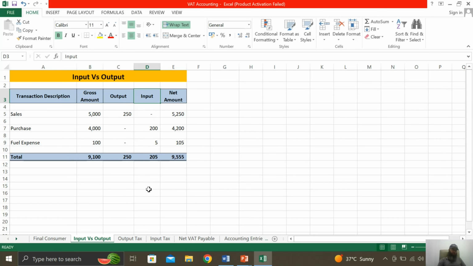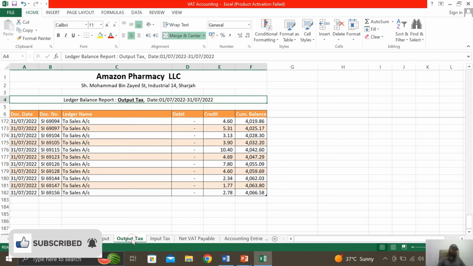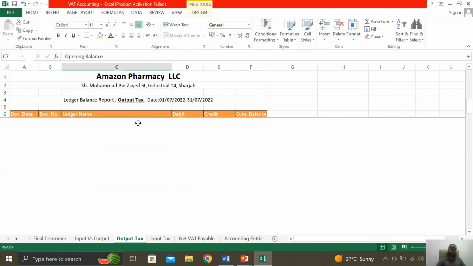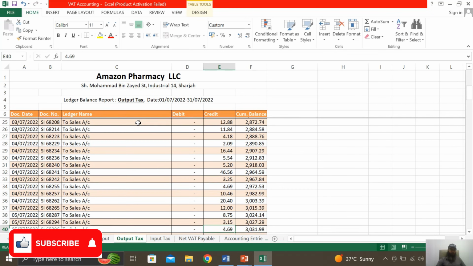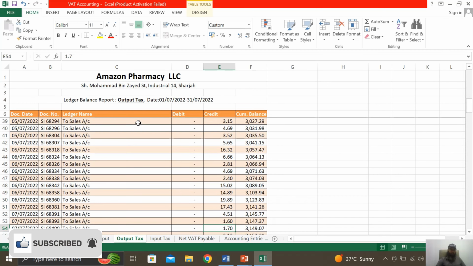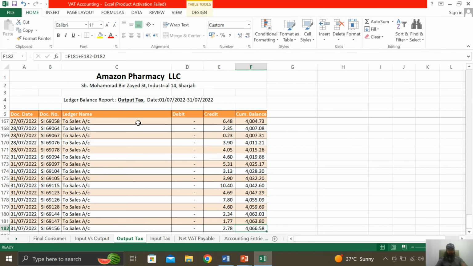So I hope you understand. And for the output and the system, all the accounting systems are preparing records for this. For the output tax there is a ledger showing that from this sales invoice we collected this much VAT. All the VAT entries come there, and the balance for the output tax is showing 4,066.58 during the month of July 2022. Each accounting system maintains these ledgers.